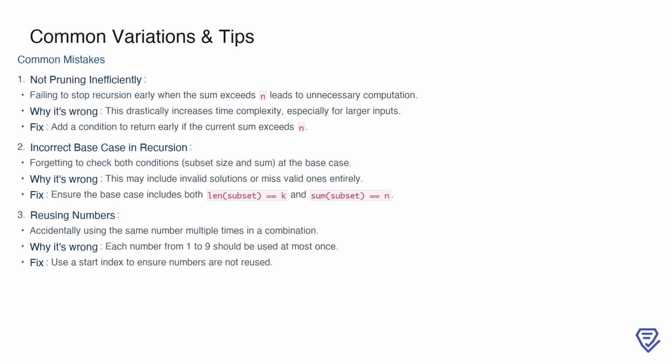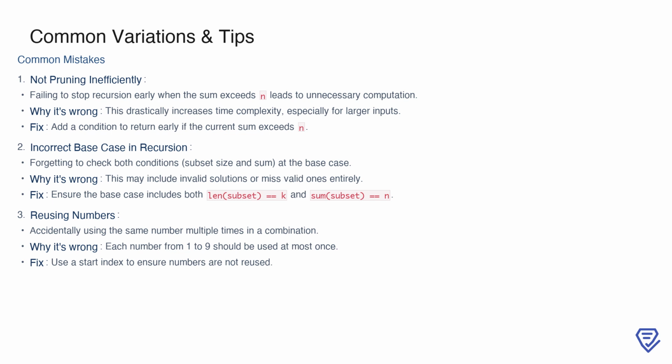When solving this problem, there are a few common mistakes to watch out for. First, failing to prune efficiently is a major issue. If you don't stop the recursion early when the sum exceeds the target, it leads to unnecessary computation and significantly increases the time complexity, especially for larger inputs. To fix this, always include a condition to return early if the current sum goes beyond the target value.